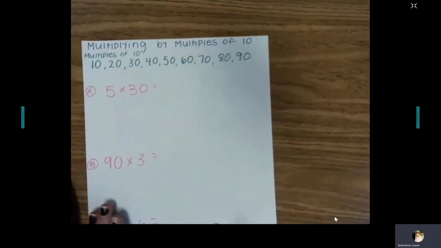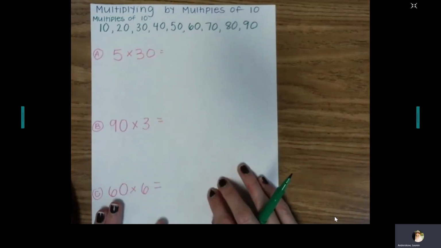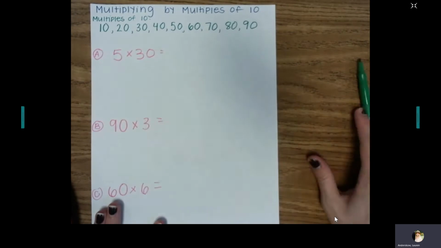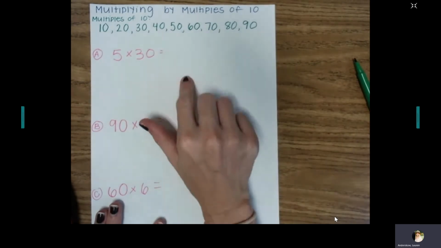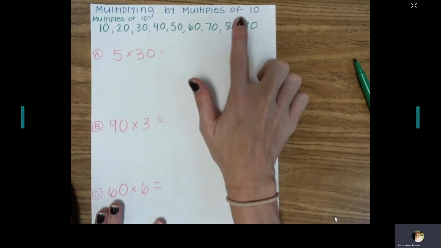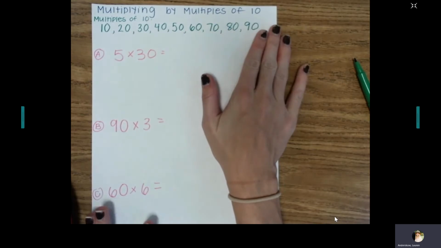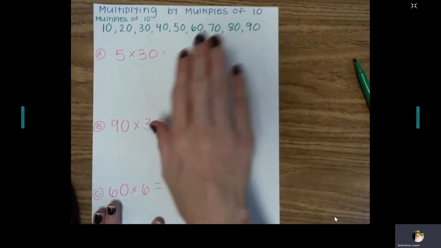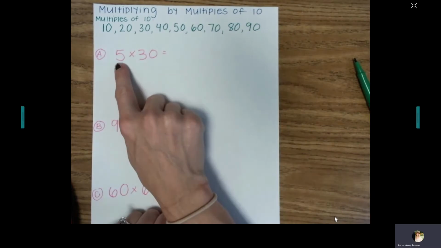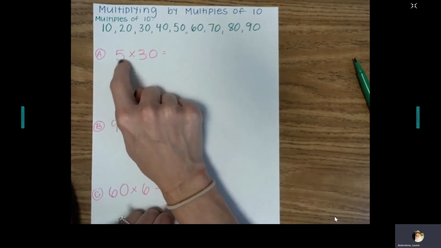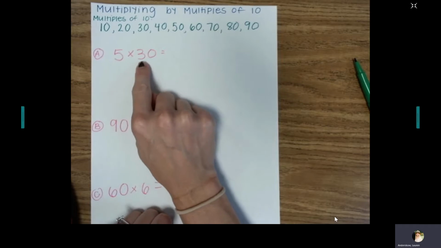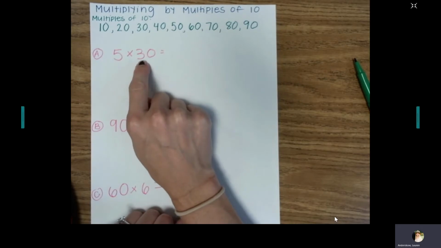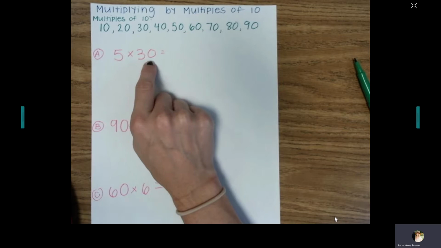So now I'm going to show you how to multiply by multiples of 10. I'm going to show you what I mean by that in just a second. Okay, so a multiple of 10 is those numbers that we skip count by. So 10, 20, 30, 40, 50, 60, 70, 80, and 90. Those are all multiples of 10. There's more, but we're going to focus on these for today. Okay, so this year you're going to multiply a 1-digit number like this by a number that is a multiple of 10. So 30 is a multiple of 10.